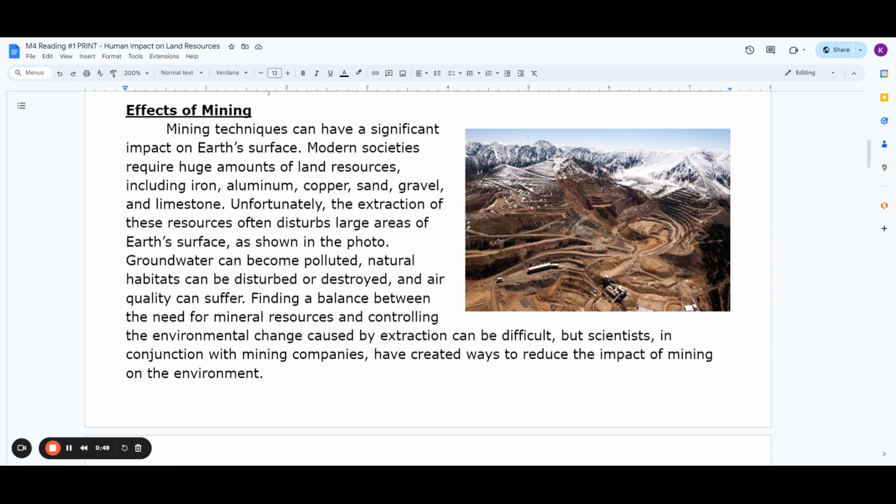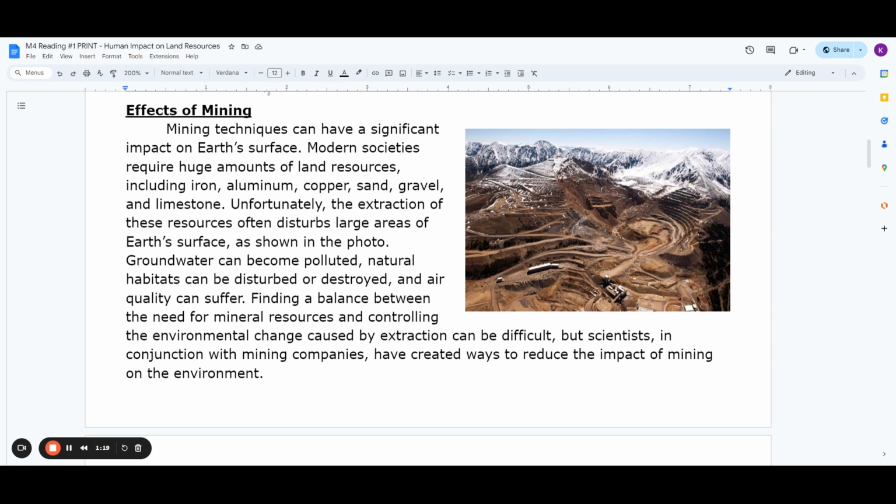Effects of mining. Mining techniques can have a significant impact on Earth's surface. Modern societies require huge amounts of land resources, including iron, aluminum, copper, sand, gravel, and limestone. Unfortunately, the extraction of these resources often disturbs large areas of Earth's surface, as shown in the photo. Groundwater can become polluted, natural habitats can be disturbed or destroyed, and air quality can suffer.